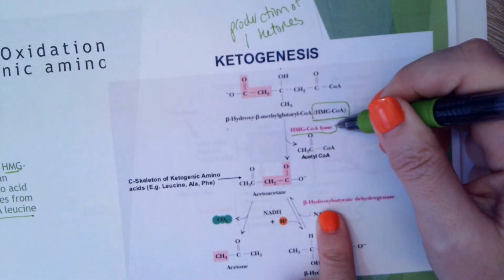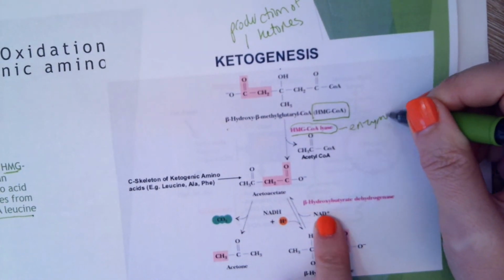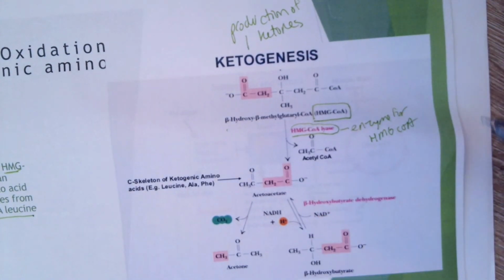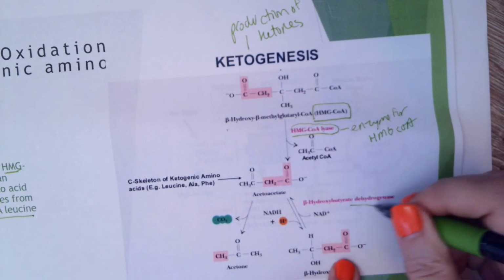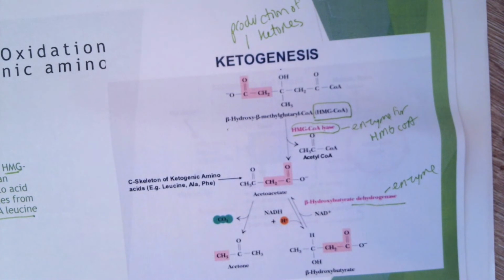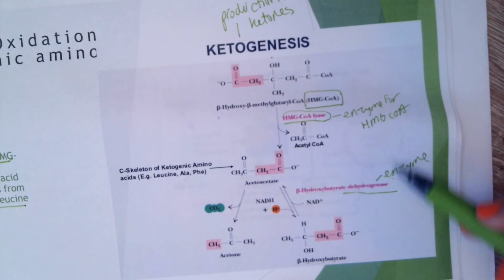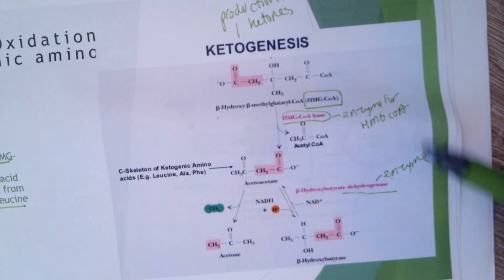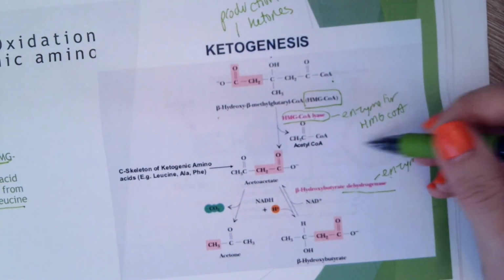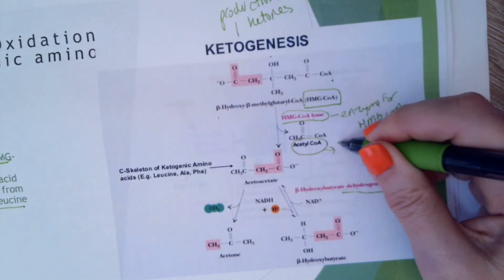Now here, this pink thing, HMG-CoA lyase, is the enzyme for HMG-CoA. Let's see, here's another enzyme, dehydrogenase. So we're just dealing with two enzymes and a couple of intermediary products. We start out with our HMG-CoA. We act on it with our HMG-CoA lyase, right there. And we end up with acetyl-CoA that can go to the Krebs cycle.